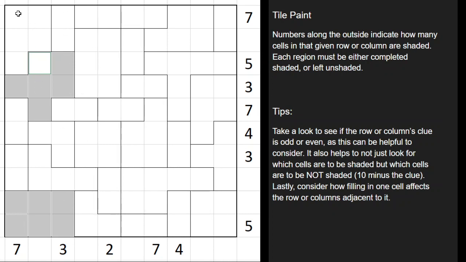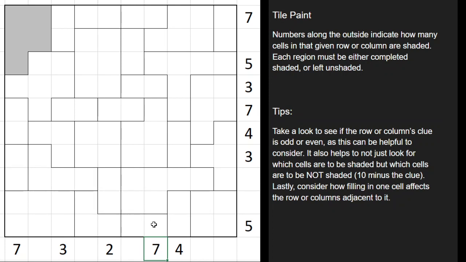So what that tells me is these cannot be unshaded, because again, that would shade everything else. So these have to be shaded, and therefore the whole region needs to be shaded. We'll fill that in. And we can apply that same concept, I think, to this 7 as well.